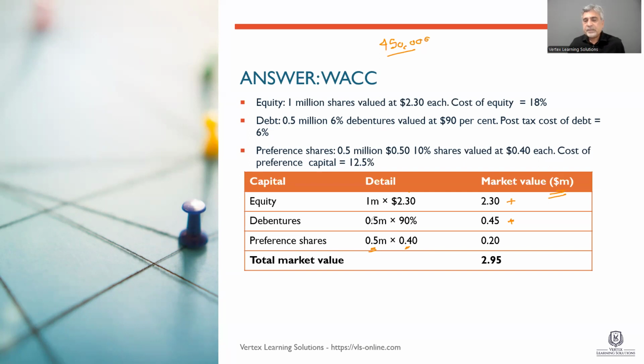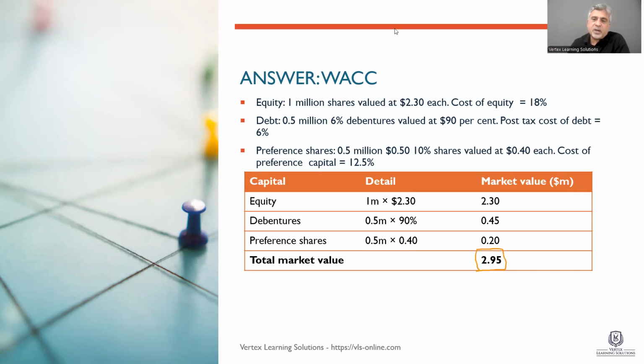And this was actually the value in dollars, and this is actually the value in numbers. So now you come down to 0.5 million, with the value of preference share at 40 cents. So you come to 0.20. So your total market value of capital is 2.95.